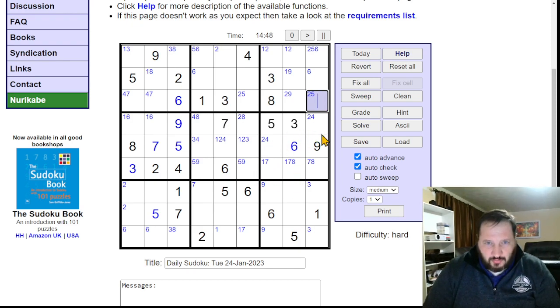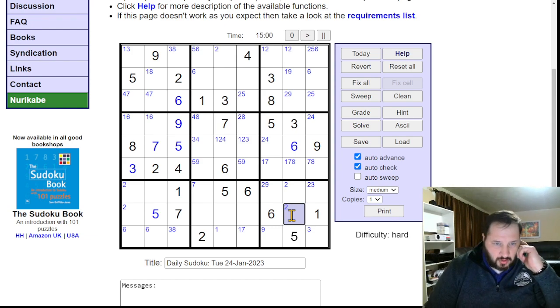Okay, we've got a 2 and a 4 double locked over here. We have our 2 over here. Now 2 comes across here. Now 2 can be anywhere. 2, 2, 2, and a 2. All right, so all the 2s are marked.